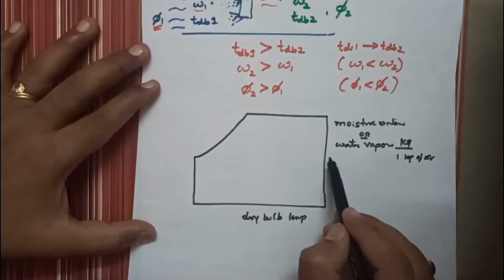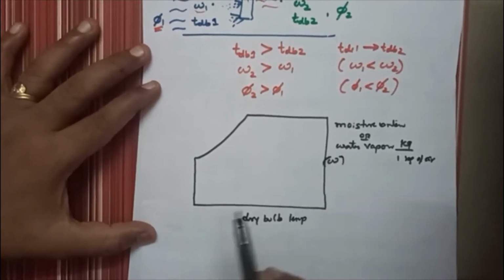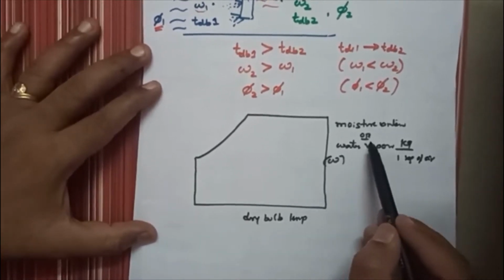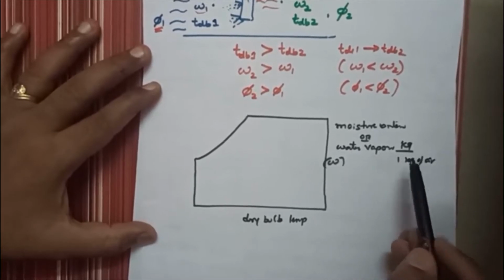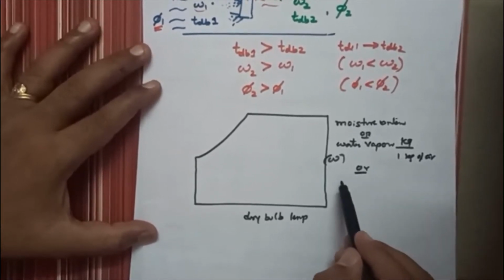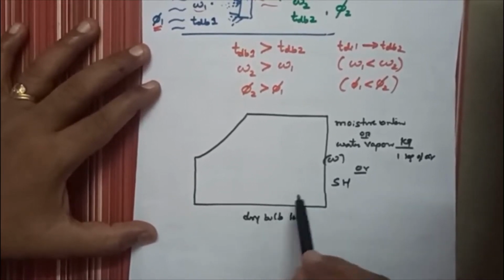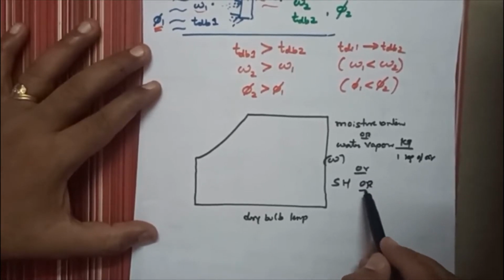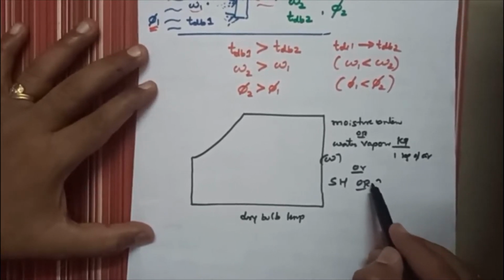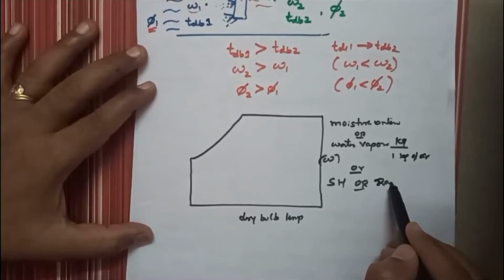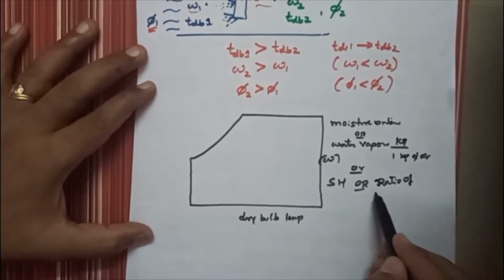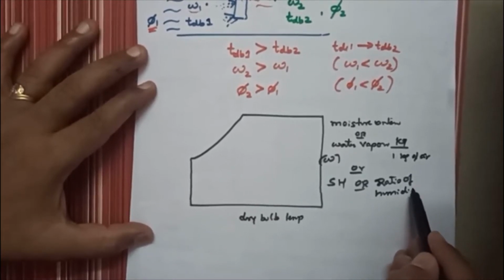That is what the omega value is. What does omega mean? The amount of water vapor in 1 kg of air. It is also called specific humidity, or relative humidity ratio, or humidity ratio.